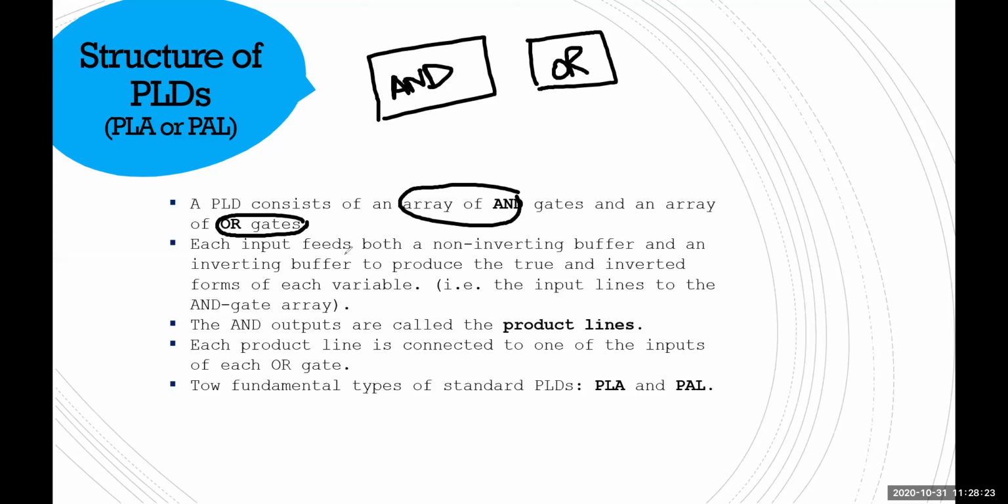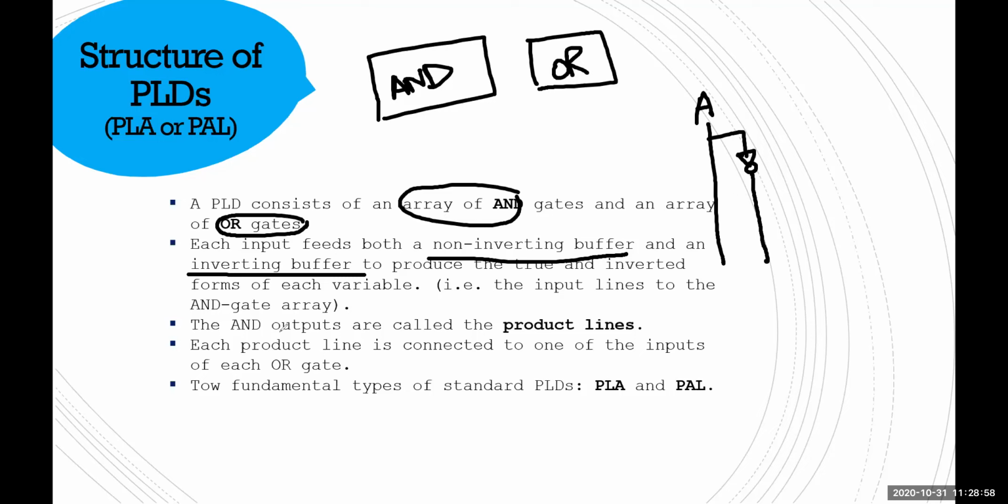Each input feeds both a non-inverting buffer and an inverting buffer. Non-inverting buffer means normal. Inverting buffer means NOT gate. That means they will be fed using a NOT gate, to produce the true or inverted forms of each variable. That means if you give A as input, it will go as A, and it will go as A bar. That means both of the inputs are available. They are the inputs of the AND gates.